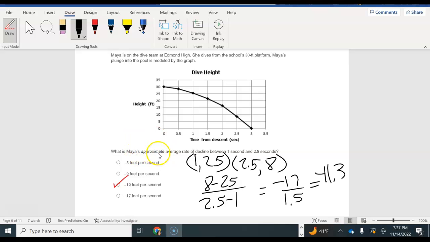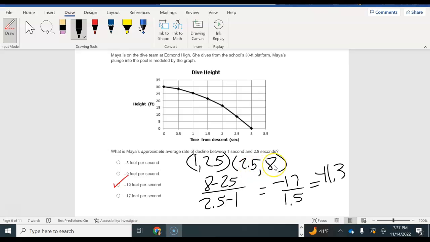That means it's going to be close. All right, so it says from 1 to 2.5. So if you look at 1, 1 goes with 25, so (1, 25) is my first ordered pair. 2.5 is not an exact point, so let's see where it goes. This is 5, this is 10. It's closer to 10 than it is to 5, so let's say 8.